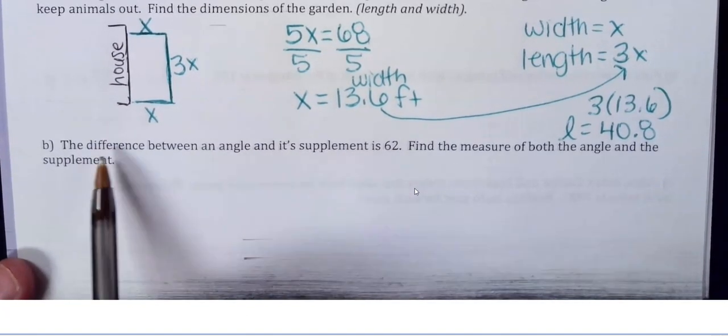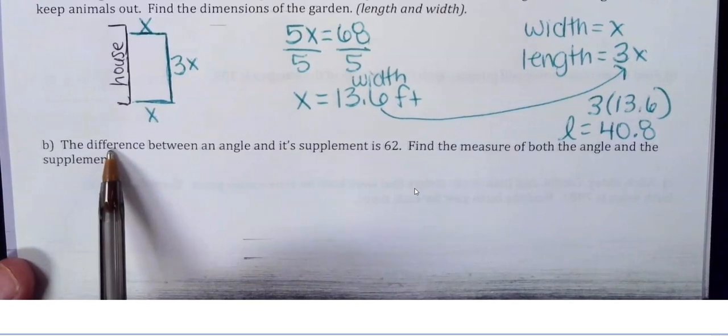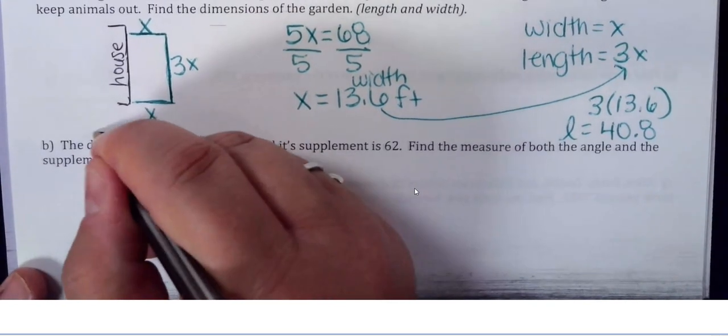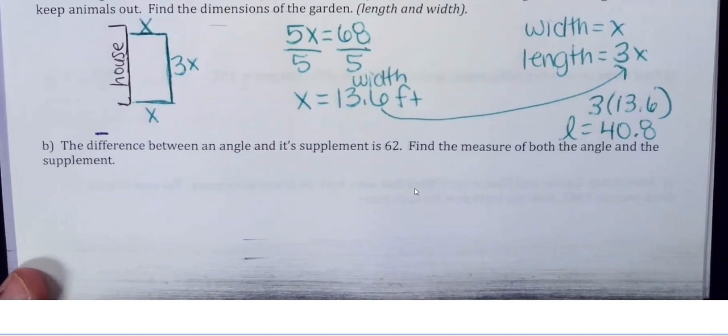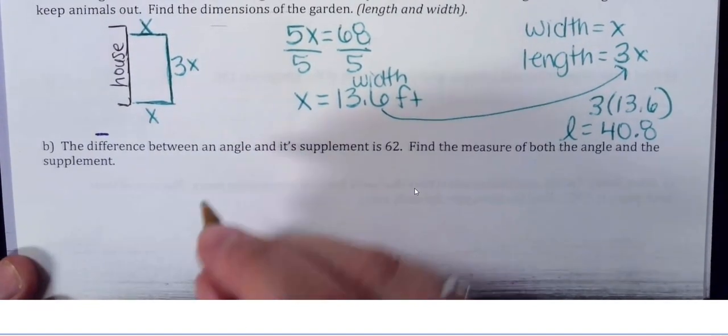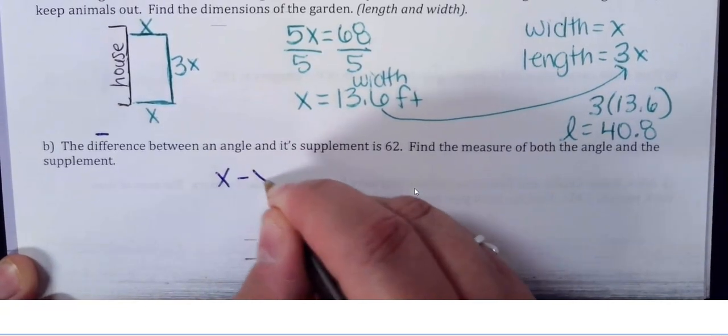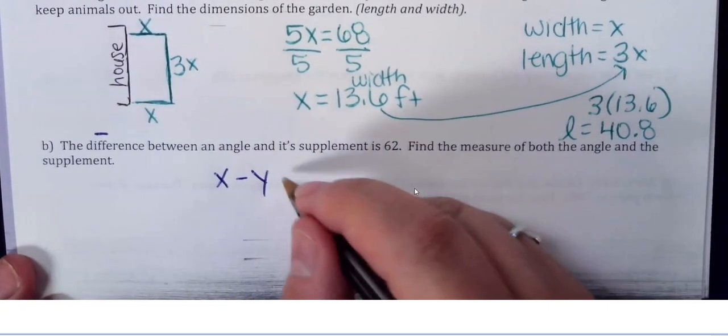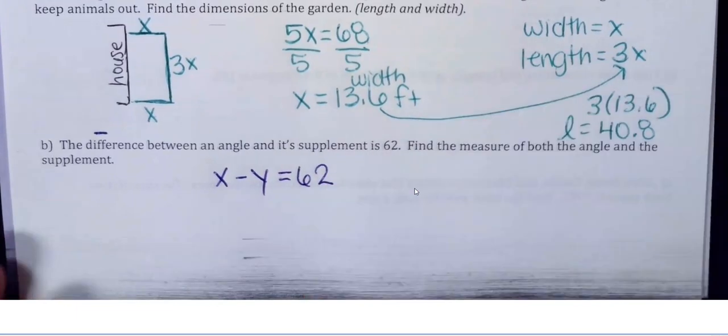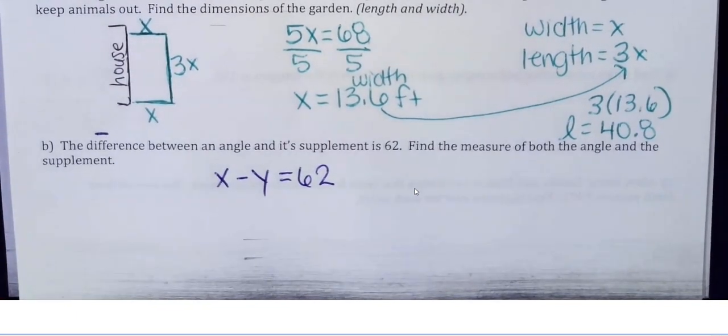What do you guys think of if I say the word difference? Subtraction. Okay, so this just means I've got 2 different angles. I'm just going to use 2 different variables. You can use whatever you want. I'm going to use x and y. So the difference between these 2 angles, I'm just going to say x minus y, is 62. Okay, now my problem here is I got 2 different variables in only one equation.